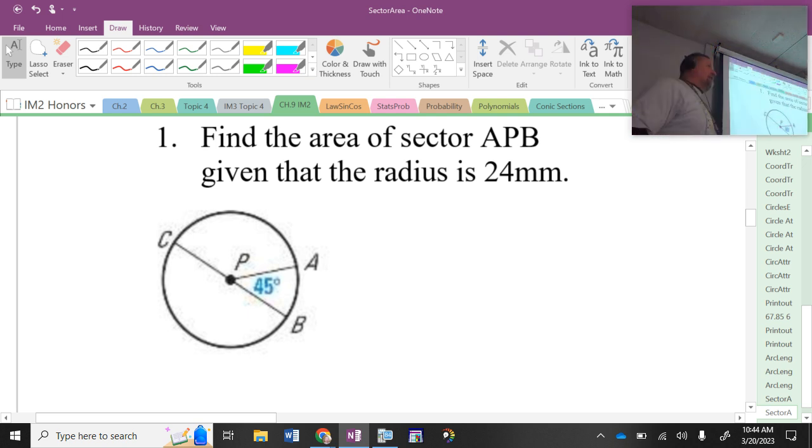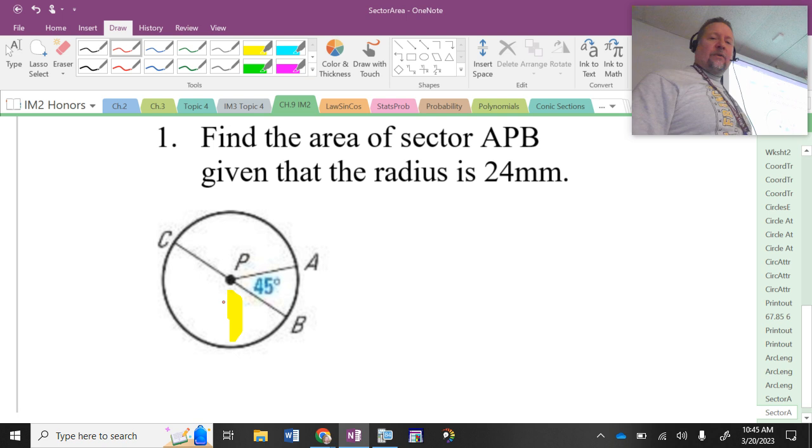Mickey Mouse, and then we'll move on and get more challenging. I think it's the same questions. I think I took some of the same drawings, but now just changed it. Find the area of the sector of APB, given that the radius is 24 millimeters. I don't know if that's the same as one we dealt with before.